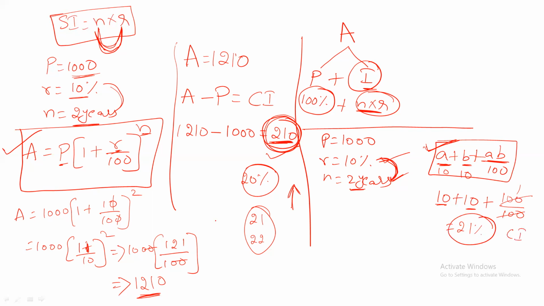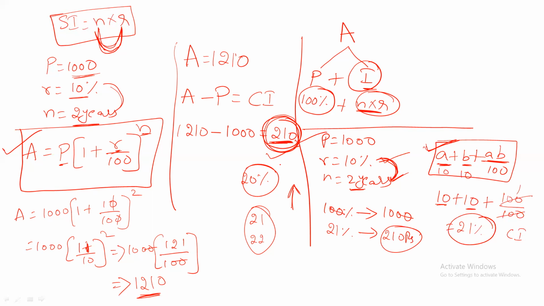Now we follow the same approach. We already know how to calculate 100%: 100% means the principal amount, 1000 rupees. Now what is 21%? If 100% is 1000, what is 1%? Two zeros get cancelled, so 1% is 10 rupees, and 21% is 210 rupees. That's it. This is the compound interest we exactly got even without using any formulas.